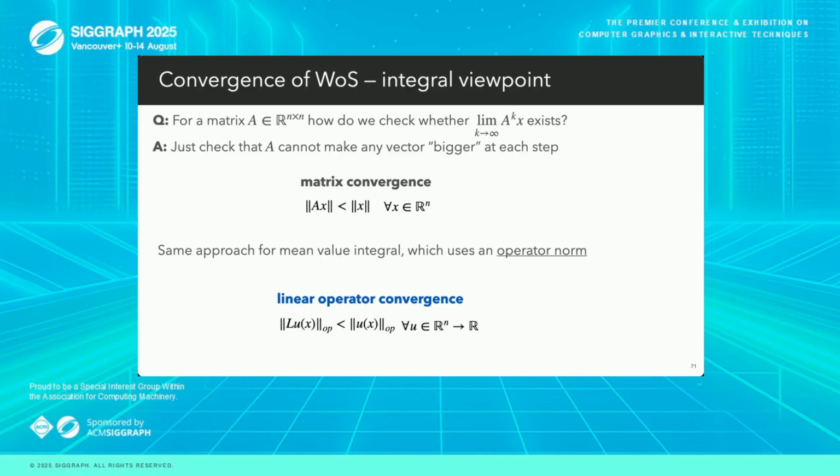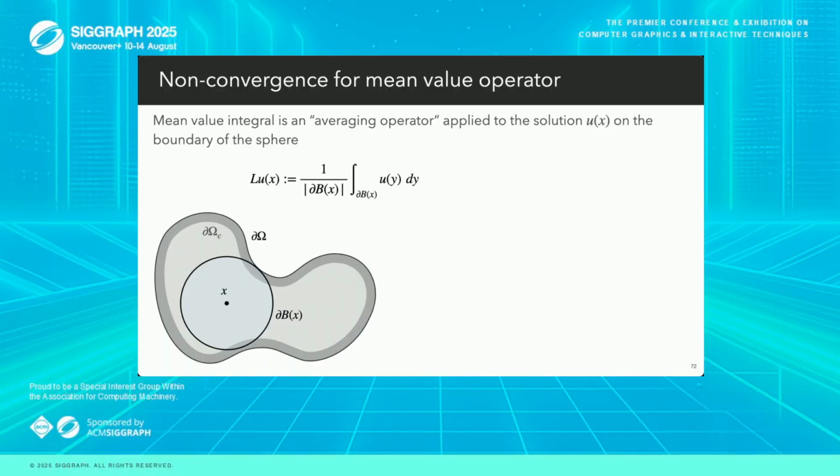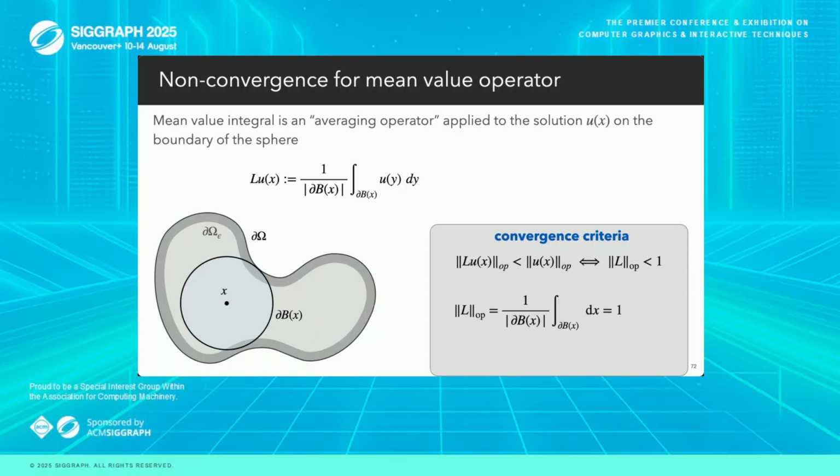And we can write down similar notions for the case of the integrals, replacing norms of vectors and norms of matrices with norms of functions, in this case the solution function, and operator norms for the integral operator we're applying. All right? Now here is the problem. This mean value integral actually does not converge on its own, because its operator norm is not smaller than 1, it's 1. And we need it to be smaller than 1, so we shrink.